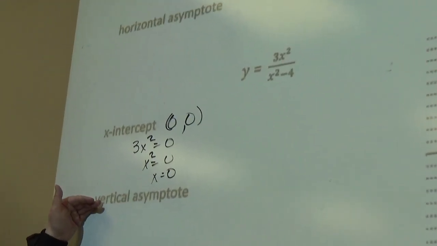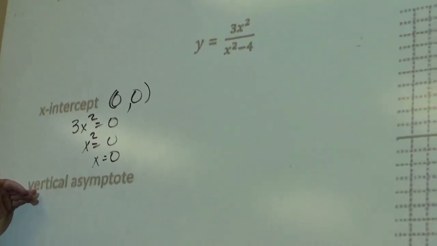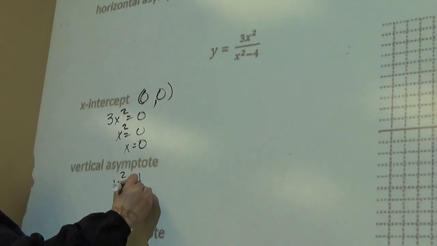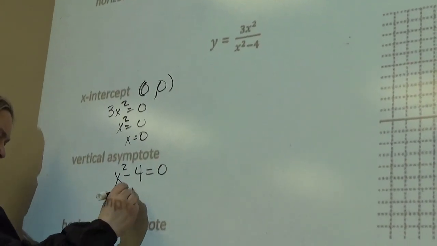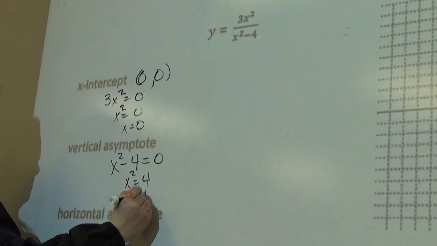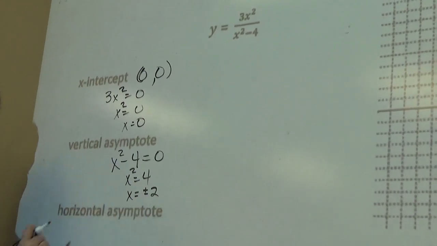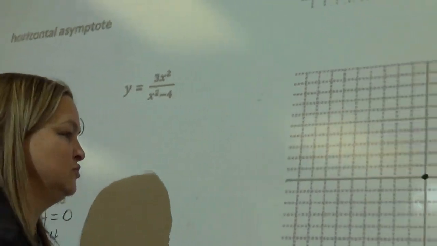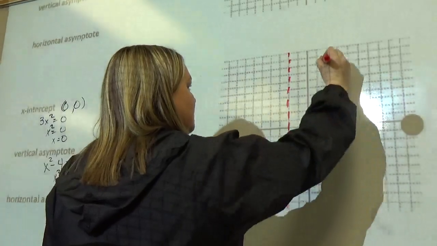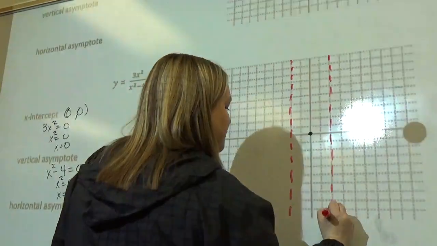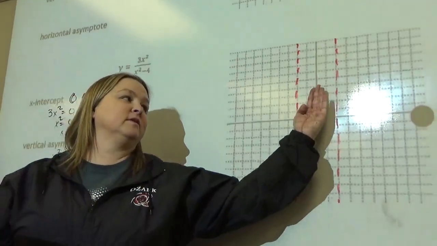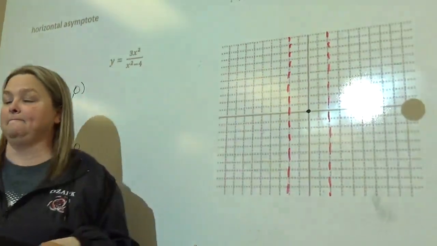Vertical asymptote. How do you find the vertical asymptote? Zeros of the denominator. So x squared minus 4 equals 0. X squared equals 4. So x equals plus or minus 2. Good. So it's going to look like that. So I'm going to have 3 different kinds of looking graphs, one in each spot.